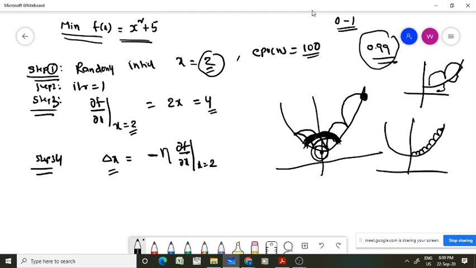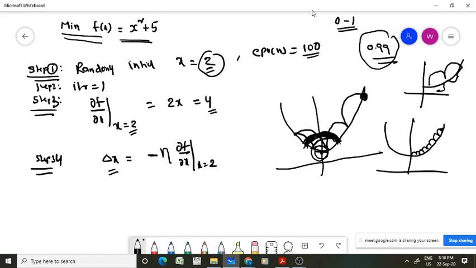Whereas if you choose a very high learning rate, there is a possibility of skipping the optimal point, and there is a possibility of oscillations. This is called overshoot. Overshoot means it is jumping from one point to another point and skipping the optimal point. It is skipping from this point to this point, and it skips this one. That overshoot problem will occur if you choose a large learning rate.